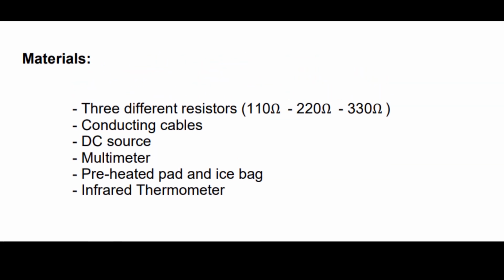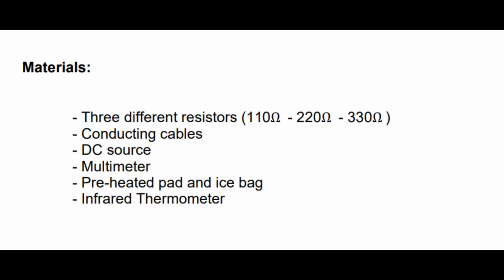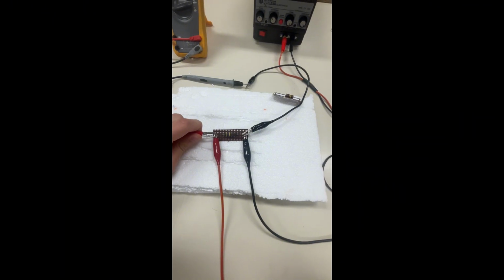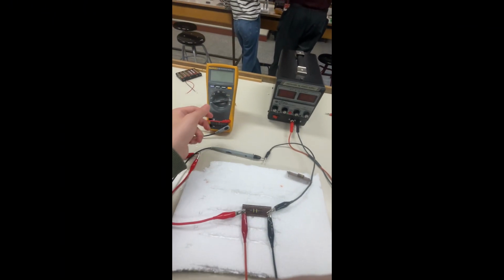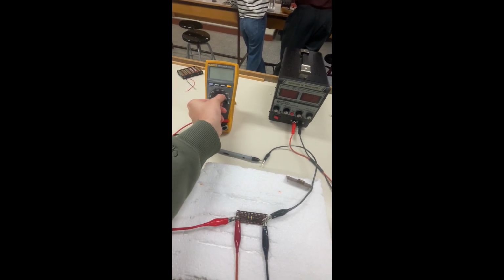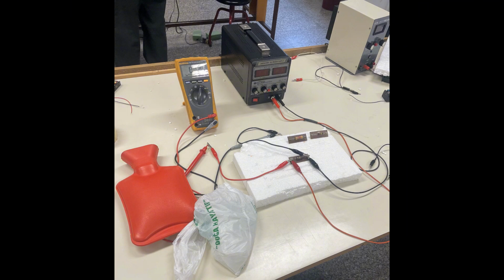These are the materials I used, and this is the circuit setup for the experiment. I worked with 3 different resistors to get a broader range of results. The circuit was set up by connecting the resistor, a multimeter, and a power supply in series. The multimeter was connected in series because it needed to measure the current flowing through the circuit.